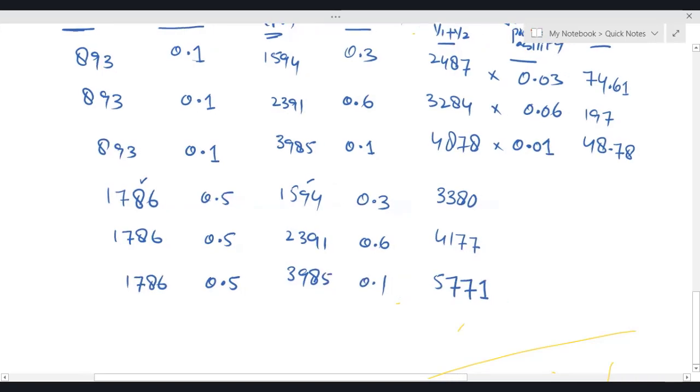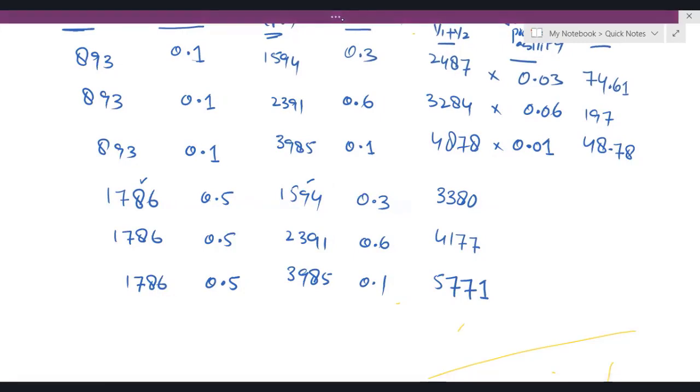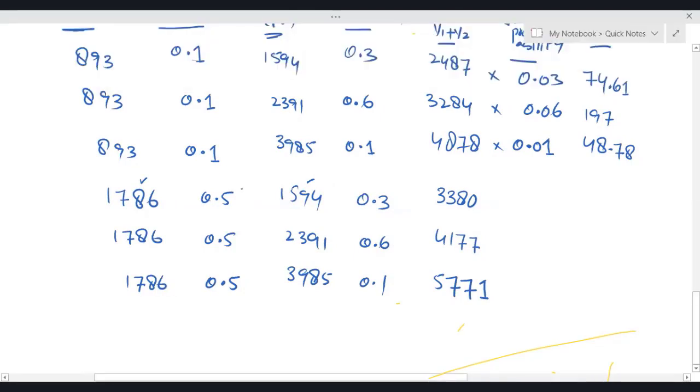Now the joint probabilities. Let me change the color. How will we calculate joint probabilities? 0.5 multiplied by 0.3 is 0.15. 0.5 into 0.6 is 0.3. 0.5 into 0.1.